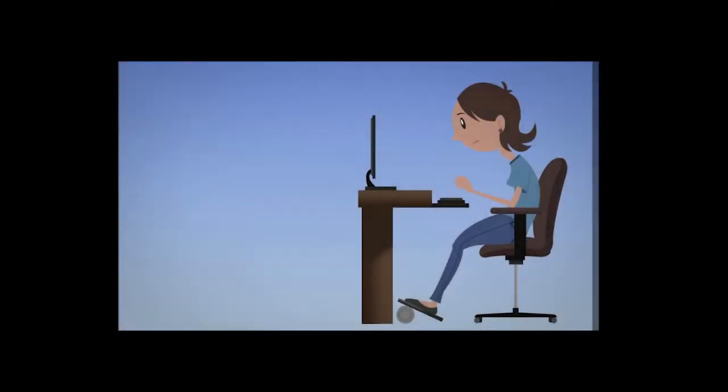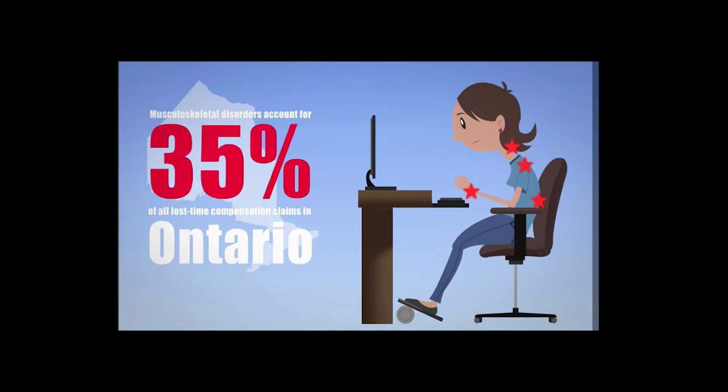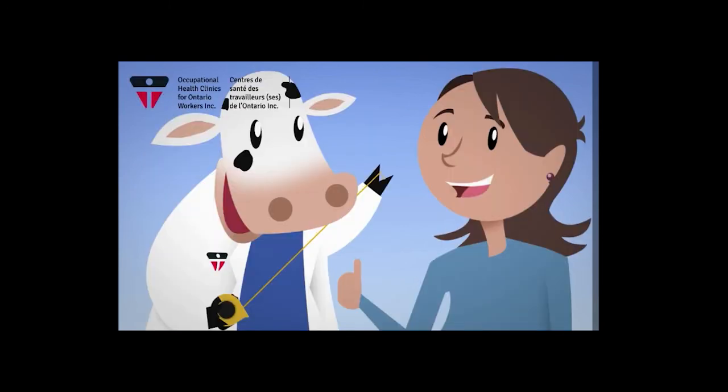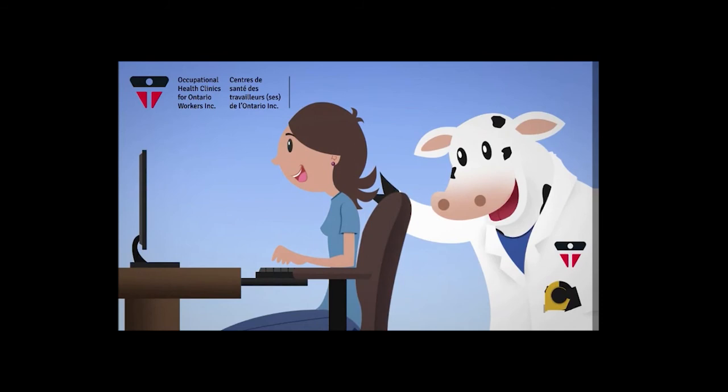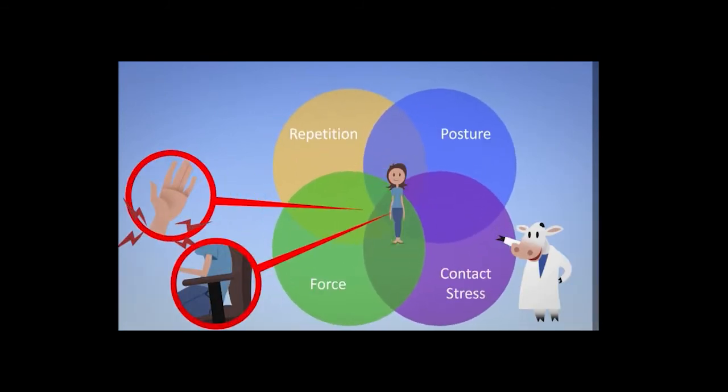Are you constantly in pain at your office? Are you suffering from neck, shoulder, back, or wrist pain? You're not alone. Musculoskeletal disorders account for 35% of all lost time compensation claims in Ontario. At the Occupational Health Clinics for Ontario workers, our goal is to promote the physical well-being of workers. We do that by fitting the workstation to the worker and by ensuring that the key musculoskeletal risk factors are reduced. Force, awkward posture, repetition, and contact stress are the main ergonomic risk factors.